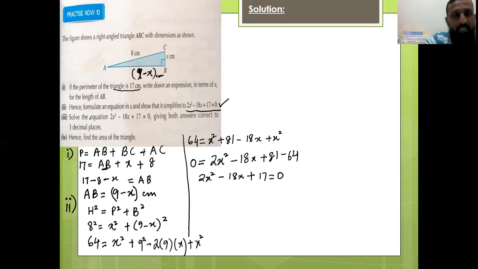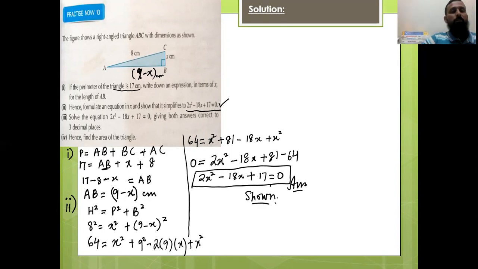Show that, hence formulate the equation in x and show that it simplifies to this. So we just found the equation. Okay, this is the answer to number 2. Alright, dear students, we have shown it. Okay, hence shown. This was number 2.